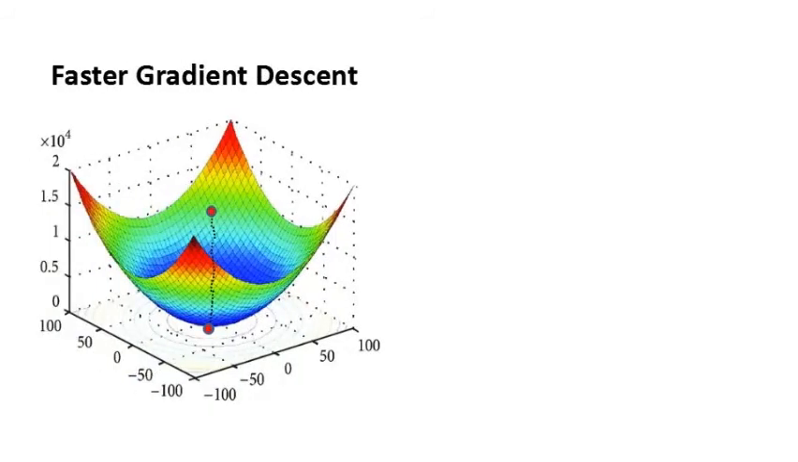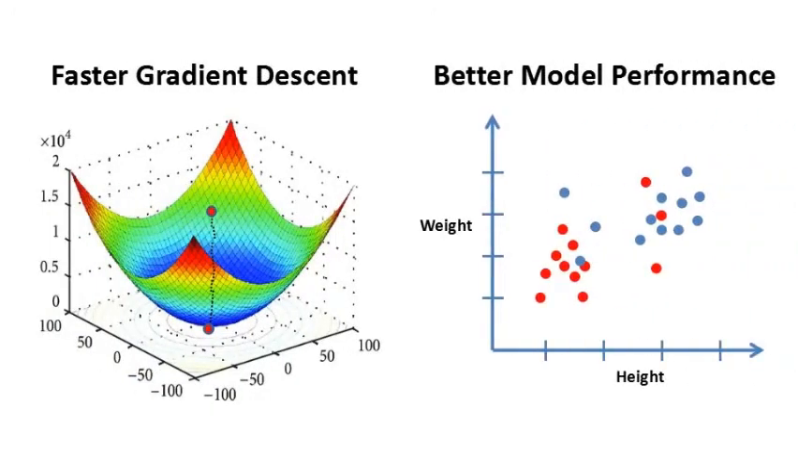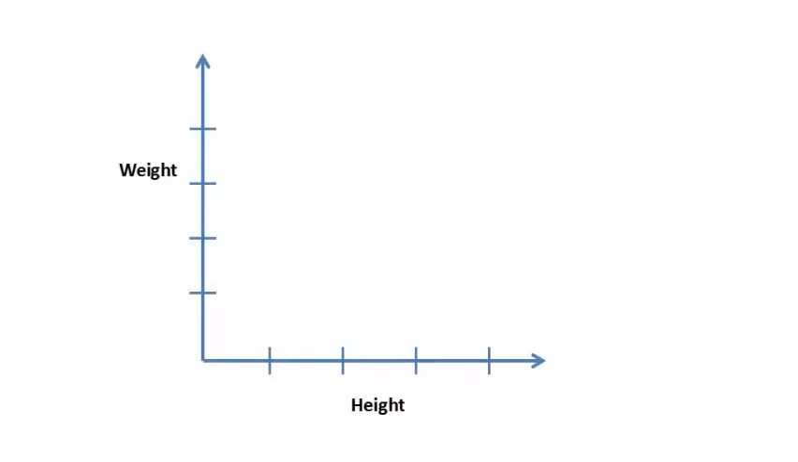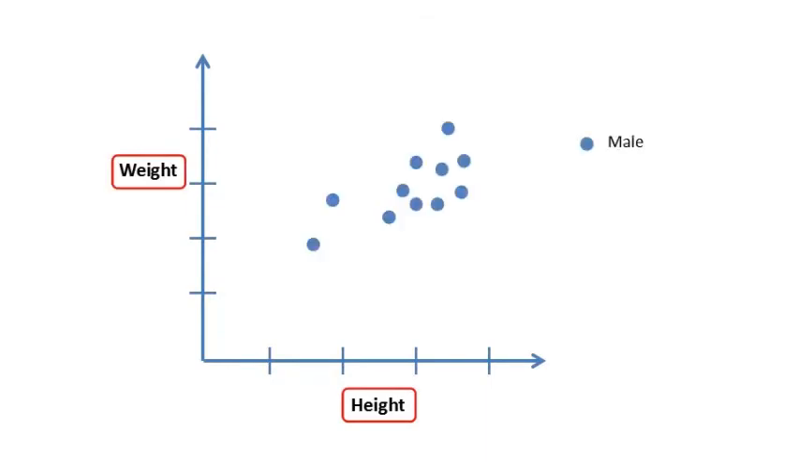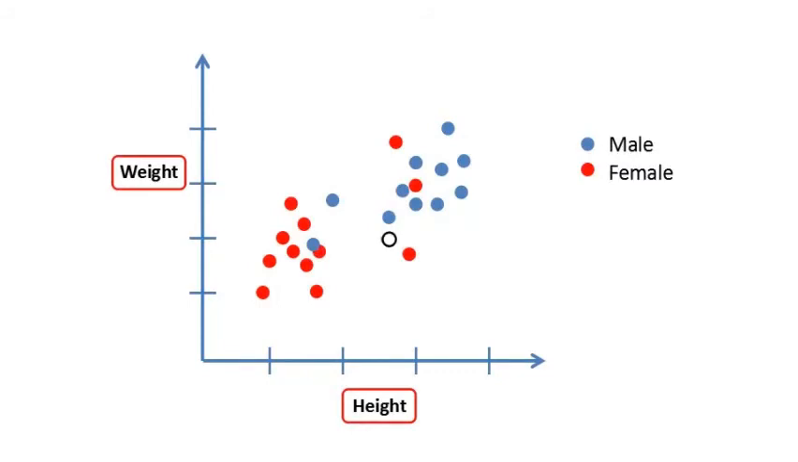Now, not only does scaling features help us reach the minimum of a cost function faster, it also improves performance of certain models. Let's see how. This is a plot of height and weight of a person, and I populated males here. Now let's add some females as well so that it doesn't become mechanical engineering. Now this is a new person. Can you predict if he is a he or she is a she?